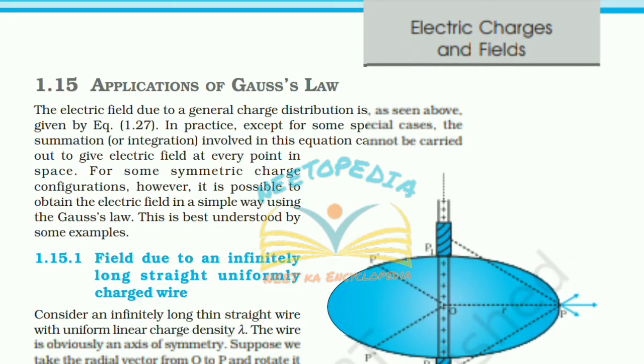1.15 Applications of Gauss law. The electric field due to the general charge distribution as seen above is given by the equation 1.27. In practice, except for some special cases, the summation or integration involved in this equation cannot be carried out to give specific electric field at every point in the space. For some symmetric charge configuration, however, it is possible to obtain the electric field in a simple way using Gauss law. This is best understood by some examples.